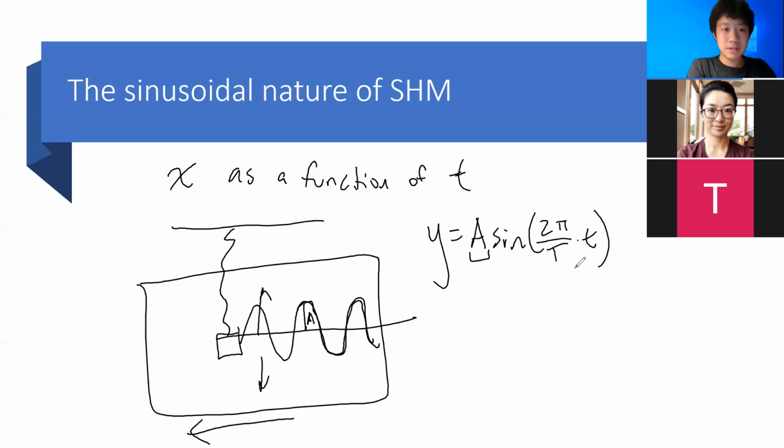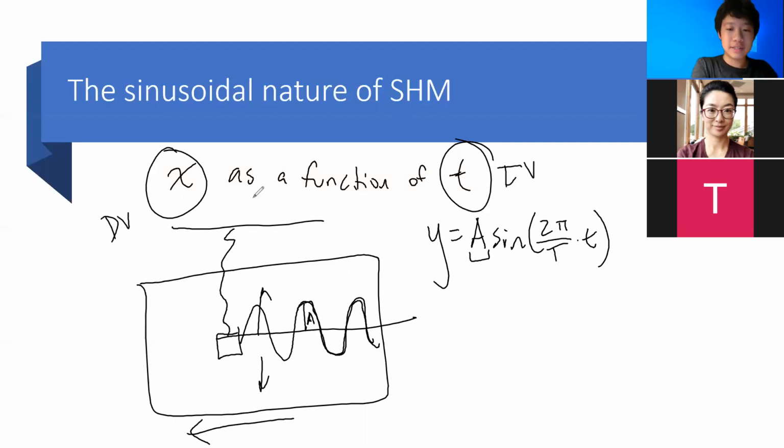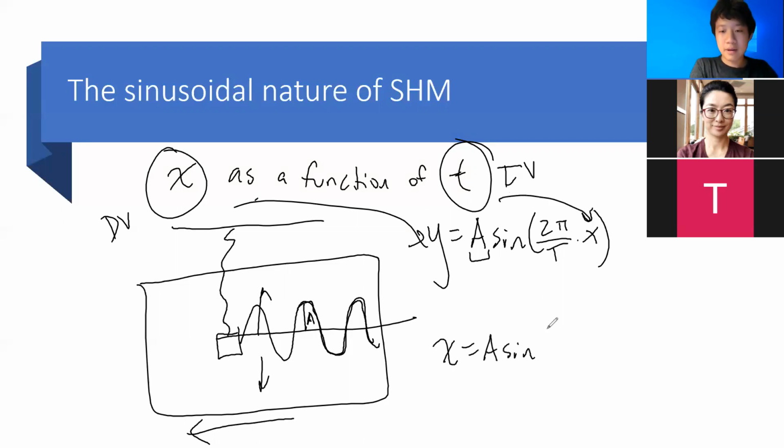So if we want x as a function of time, then x here is the dependent variable, t is the independent variable. So x is going to replace y, and t is going to replace x. So x will equal A times the sine of 2 pi over T times time. And don't confuse the capital T with the lowercase t here. The capital T is the period, right?